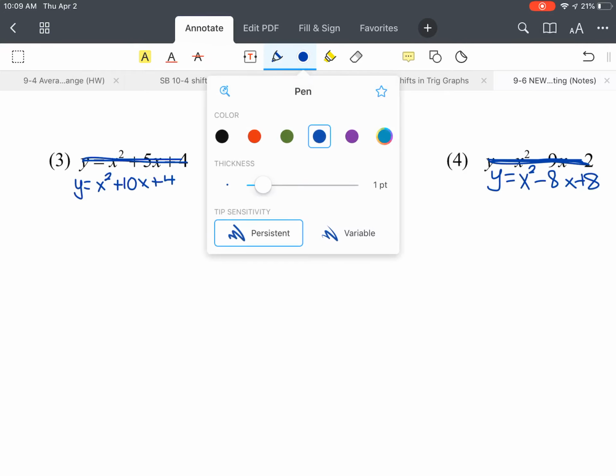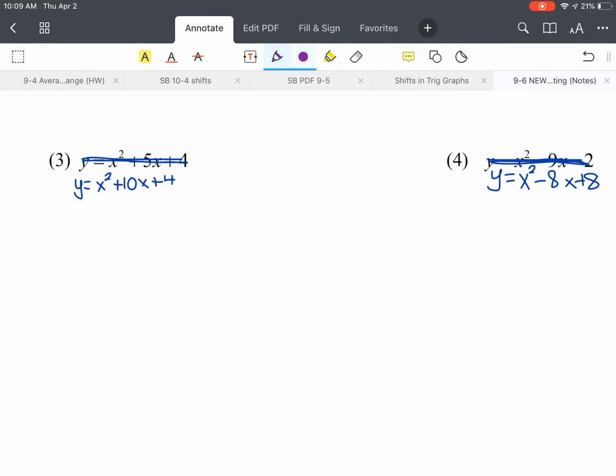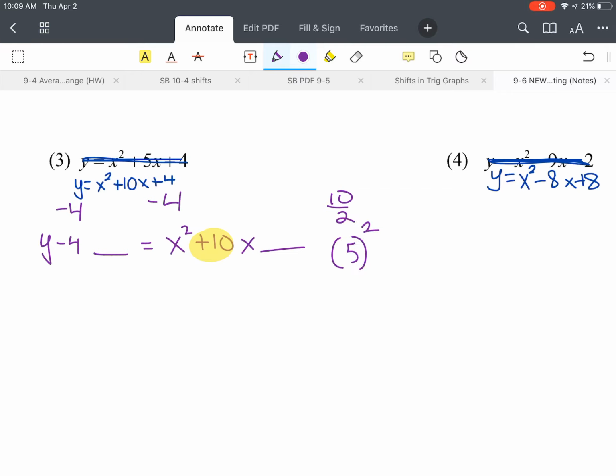Okay, so let's work on number 3. Hopefully you have your answer already. And if you got stuck in a spot, that's okay. Maybe you'll see how to get unstuck. So the first thing I'm going to do is I'm going to minus the 4. Okay. Then I'm going to figure out what I need to add to both sides. I'm going to take half of the 10, which is 5, and square it. So that means I'm going to add 25 to both sides.